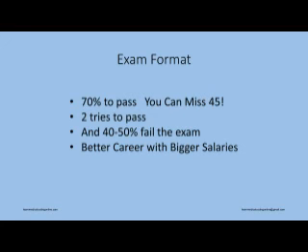Okay, the exam format: it's 70% to pass, meaning you can miss 45 out of 150. And currently, what was the price of it? $380. So it's $380 for the exam, plus your student membership, which was about $110, so there you go, $500. You get 2 tries for your $500, but you won't need it because you're going to pass the first try.